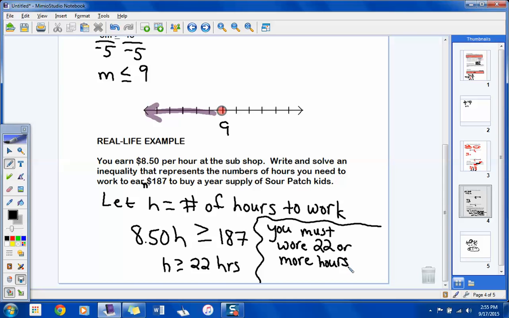Okay. Does that problem make sense? Yeah. You could say at least 22 hours as well. That's excellent. Thanks, Allie. How would you know that one's got the sign going that way, and this one's going the other way? How would you remember which way is what?